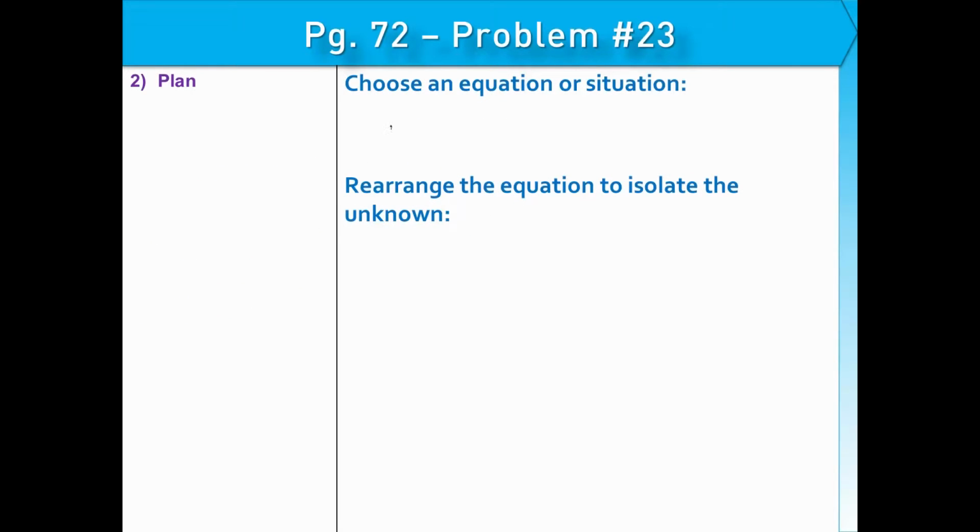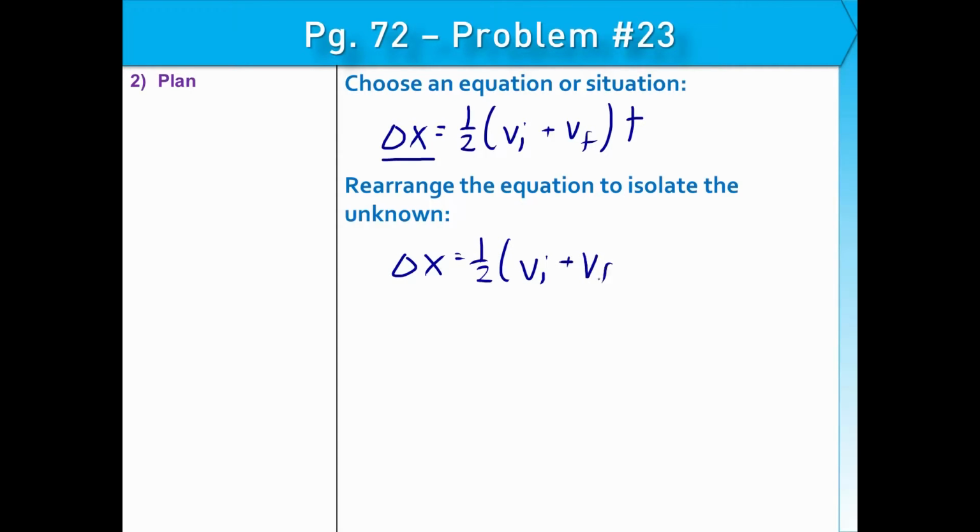With our selected kinematic equation, displacement is equal to 1/2 times initial velocity plus final velocity, times time. We'll go ahead and isolate the unknown. Fortunately, the unknown that we need is already isolated. It's already by itself, so I don't have to rearrange the equation. I'll just go ahead and rewrite the equation again. And we can go ahead and move on to the next step.